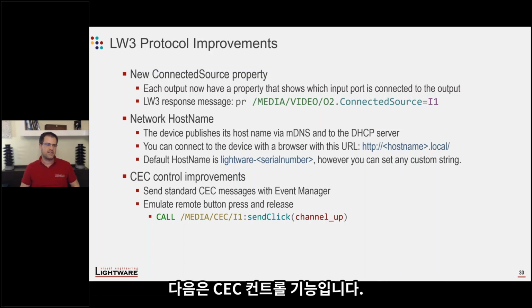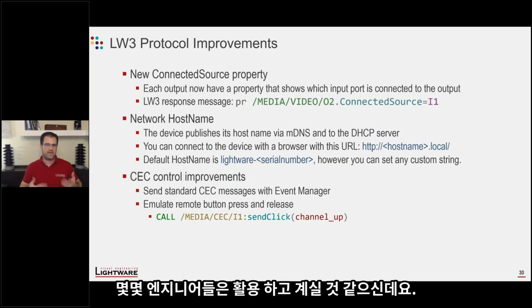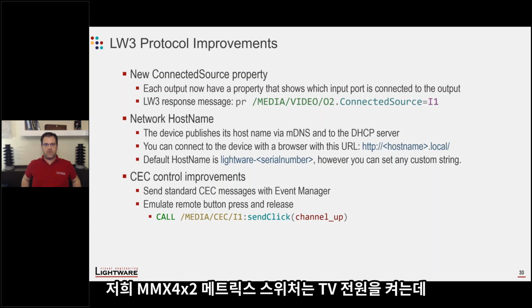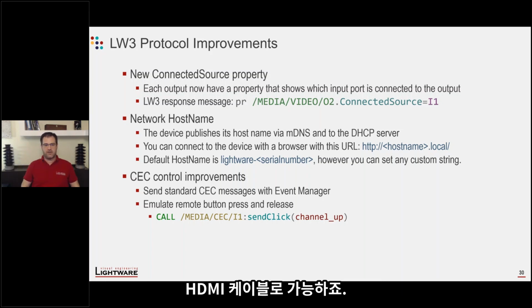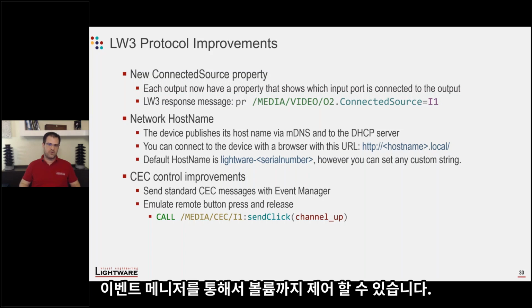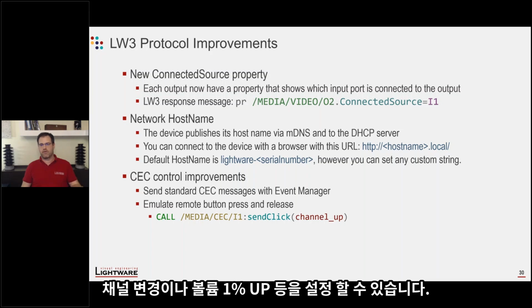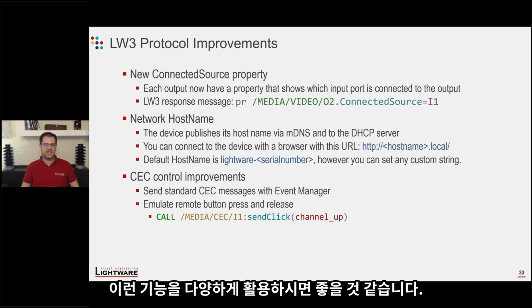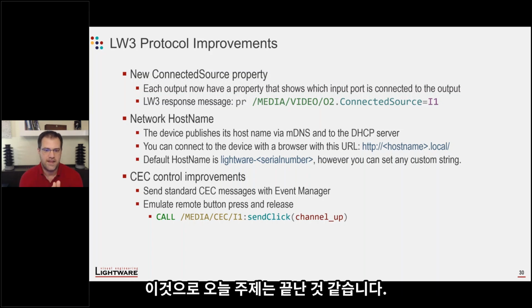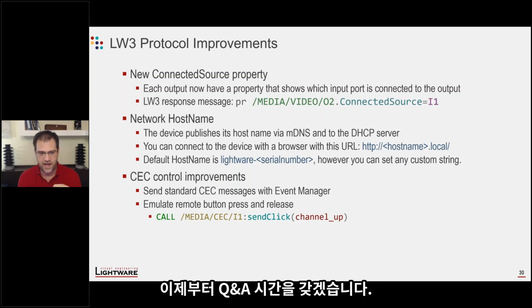Another little addition is the CEC control. You may be familiar with that we already have this CEC control feature in our devices. So, for example, the MMX 4x2 can turn on the TV only via an HDMI cable with the event manager, or also turn up the volume or stuff like that. And the added feature here is to send an emulated button press. So, for example, the channel up or volume up or something like that is much easier to use with this new feature.